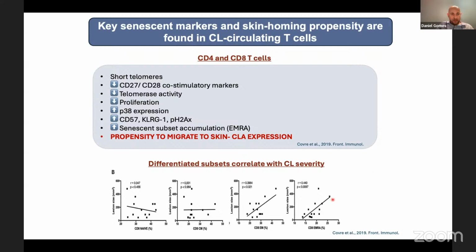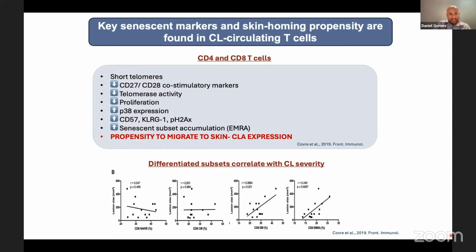in the memory compartment. So here is the naive population. From here, if you move across, you can see the less differentiated subset to the most differentiated subset. Basically, most of the differentiated subsets, represented here by the effector population or terminal effector population, both correlated with the lesion size of patients. This is CD8 T cells, but we saw the same thing happen with the CD4 population as well. Basically this suggests that the senescent or most differentiated population could migrate to skin and mediate the pathology there. This is blood. This is not skin. We needed to show this in skin as well.